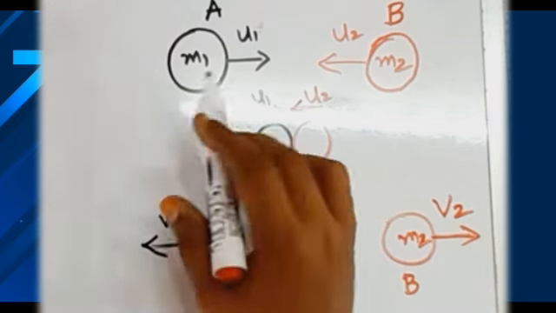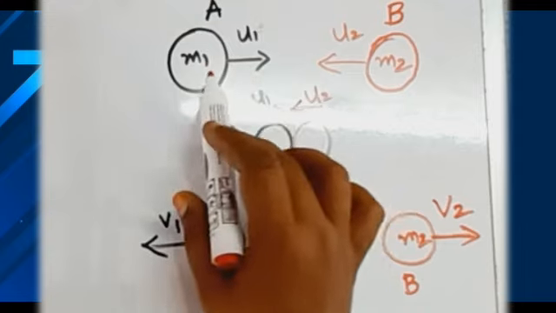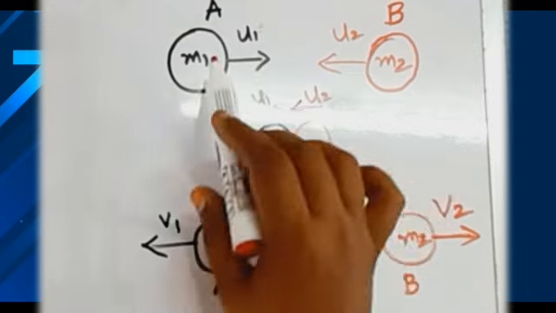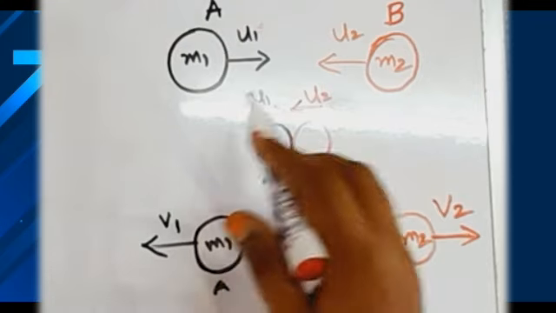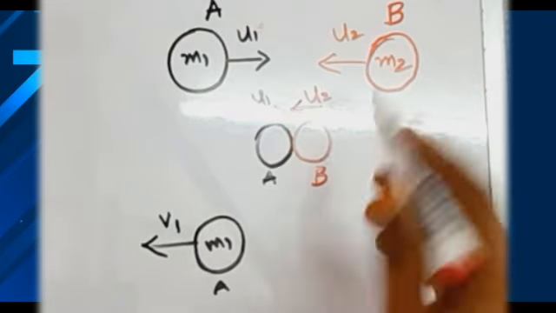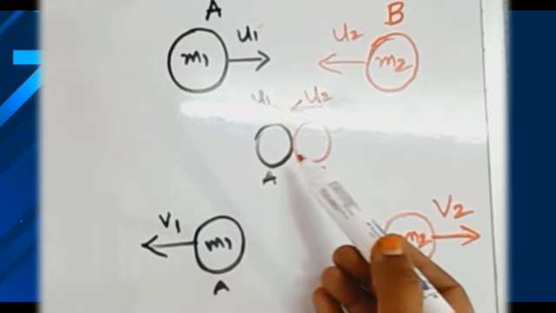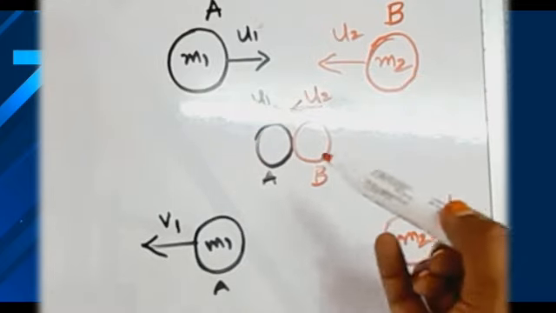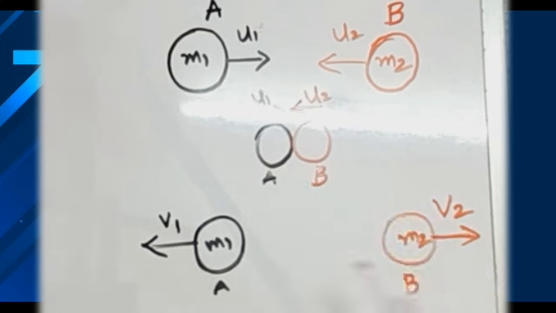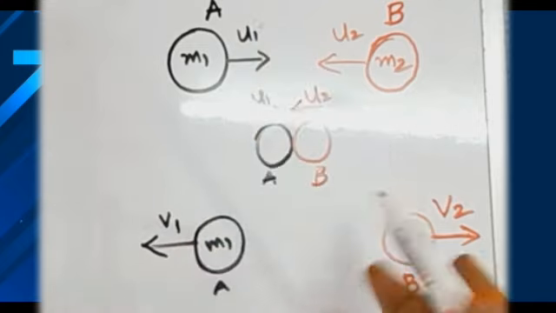Here two marbles of masses M1 and M2, the marbles are A and B. They are moving towards each other with the initial velocities u1 and u2. After some time they collide with each other. After the collision they get the final velocities V1 and V2. So from this we have to prove that the momentum is conserved.